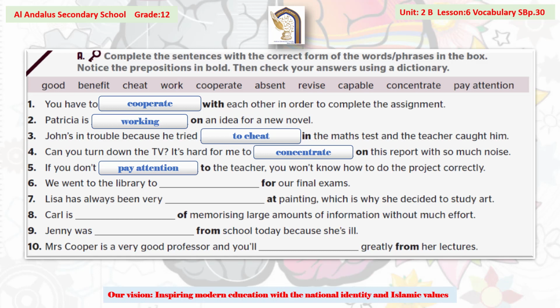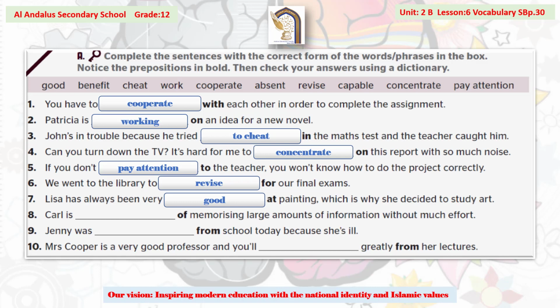Number 6: We went to the library for our final exams. So before taking your final exams, what do you have to do? Amazing. To revise. We went to the library to revise for our final exams. Number 7: Lisa has always been very at painting, which is why she decided to study art. If she decided to study art, this means that she was very good at painting. Excellent elicitation. This is very good thinking.